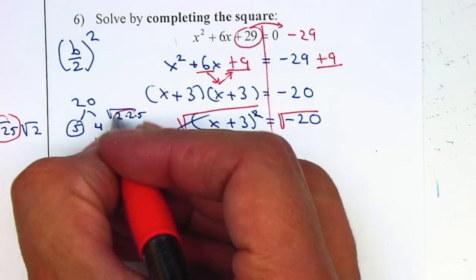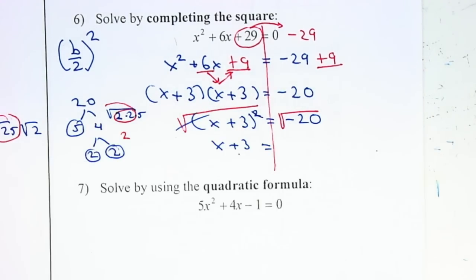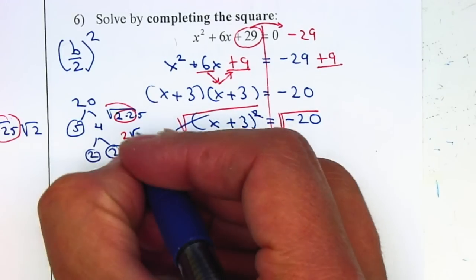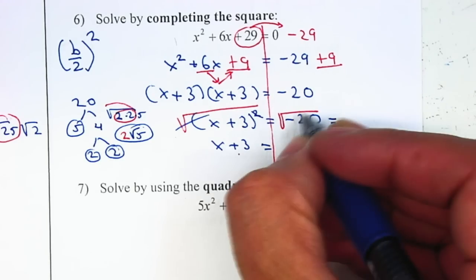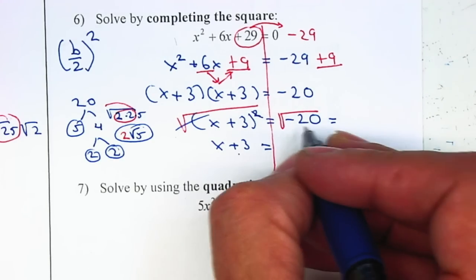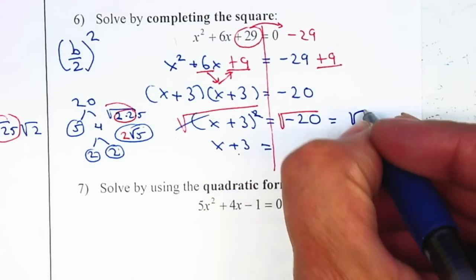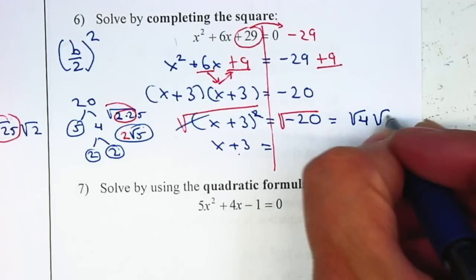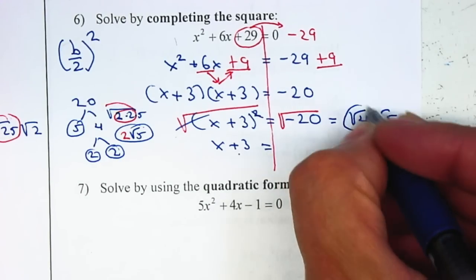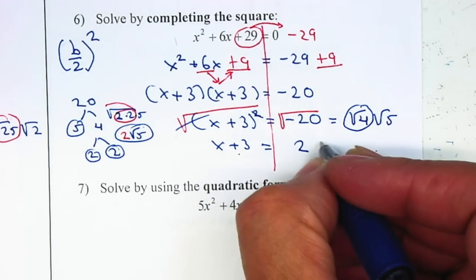The 2 comes out. And inside we have a 5. Or the way I prefer to do it, I can find what perfect squares divide 20. So 4 is a perfect square, and then times 5. The square root of 4 is 2, and then we have the square root of 5.